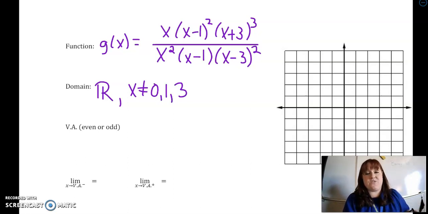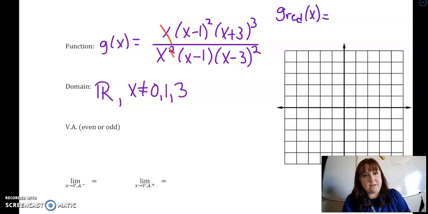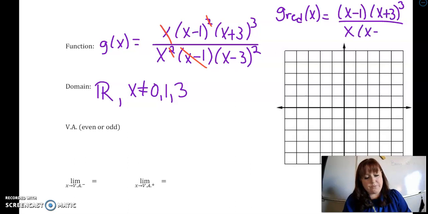Now we're going to reduce this function so that we can see which ones of those are asymptotes and which are holes. So what do these have in common? Well, there's an x on top and an x on bottom, so here's our reduced function. Remember the RED stands for reduced. I'm going to have an x on bottom still. Okay, and then I have one of those on top and one of those on bottom, so I'm going to still have one on top. And then those don't reduce because it's x plus 3 and x minus 3, and those are not the same factor. Okay, so here we go. There's our function right there.